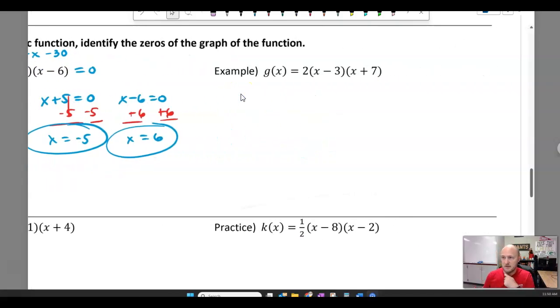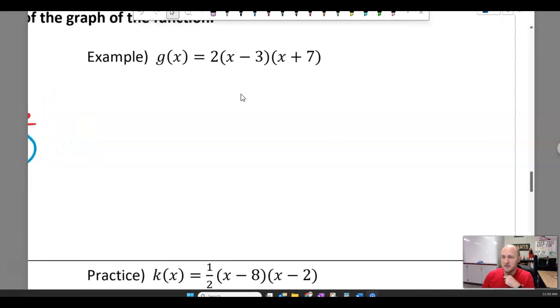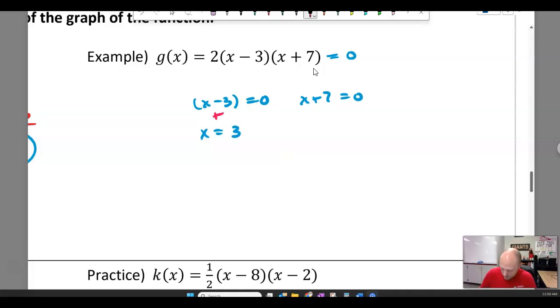So let's look at example number 2 here. g of x equals 2 times x minus 3 times x plus 7. What are the zeros? Again, I want to set this equal to 0. So I can set x minus 3 equal to 0, and I can set x plus 7 equal to 0. And I get the opposite. So x is equal to 3, right? Because I added 3.